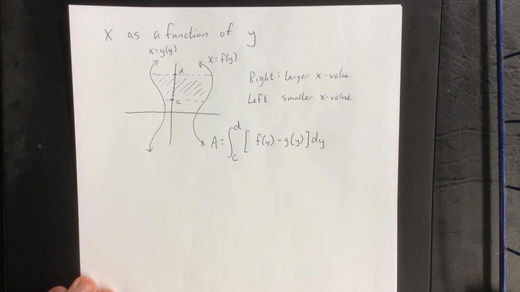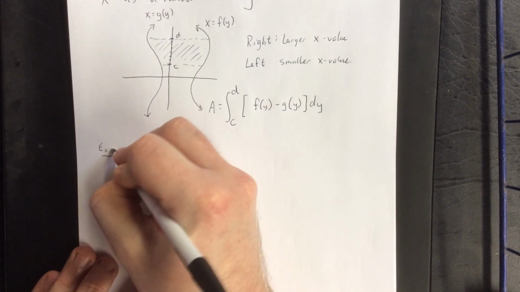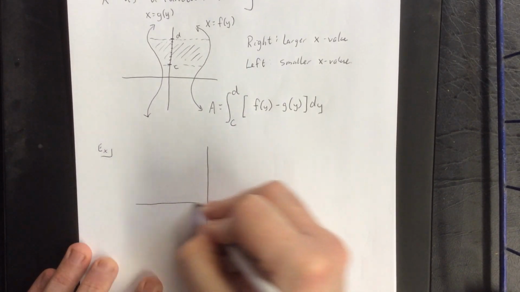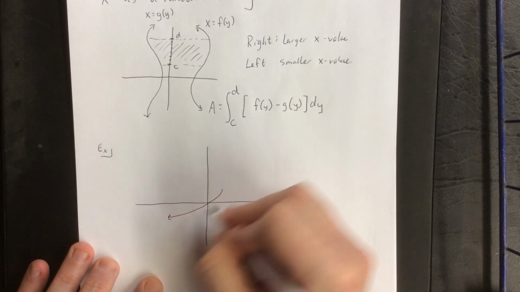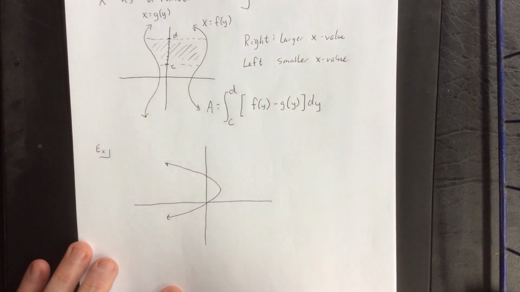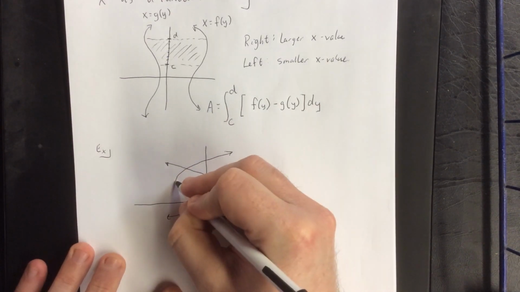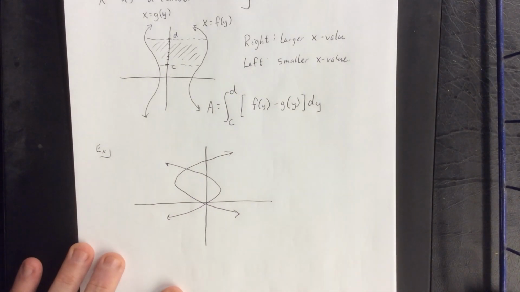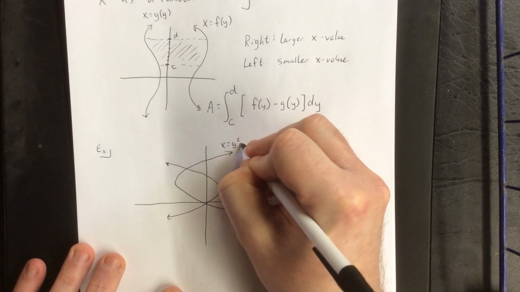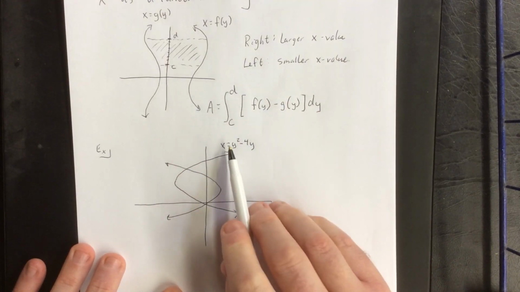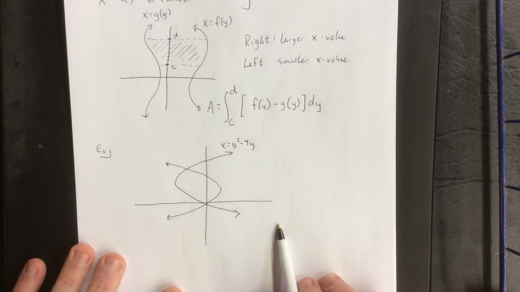Now, with those things in mind, let's go ahead and take a look at the following example. Here is x as a parabolic function of y. And here is another. I'm told that this is x equals y squared minus 4y. We would expect a positive coefficient here because it opens in the positive x direction.